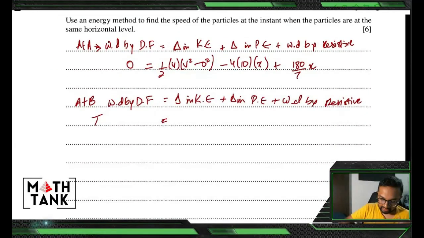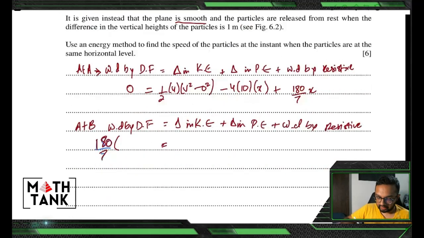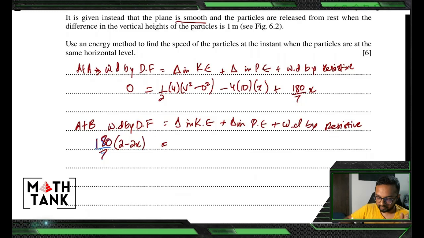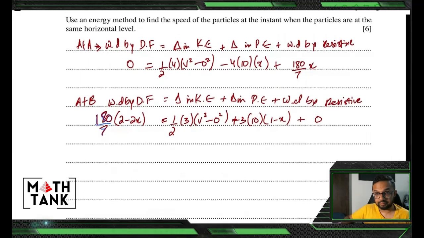So I'm going to say that the driving force is tension. So tension is 180 over 7. Let's write that in red. 180 over 7 times 2 minus 2x. Change in K, half 3 v squared minus u squared. Mg, traveling a distance of 1 minus x. No resistive forces because gravity is an internal force. You cannot count that as a resistive force, so that's 0.